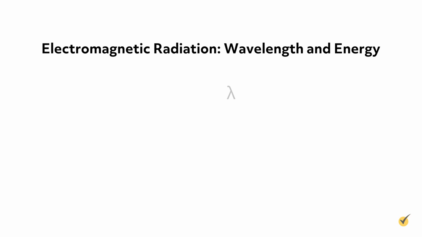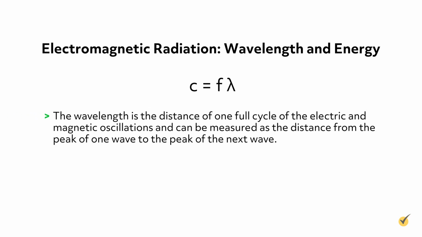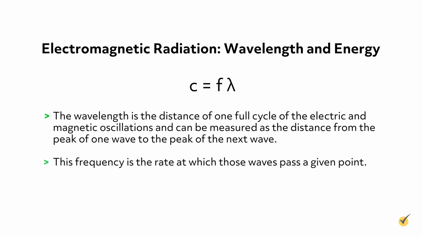The product of wavelength, lambda, and frequency, f, for electromagnetic radiation is equal to the speed of light, c. The wavelength is the distance of one full cycle of the electric and magnetic oscillations and can be measured as the distance from the peak of one wave to the peak of the next wave. The frequency is the rate at which those waves pass a given point.